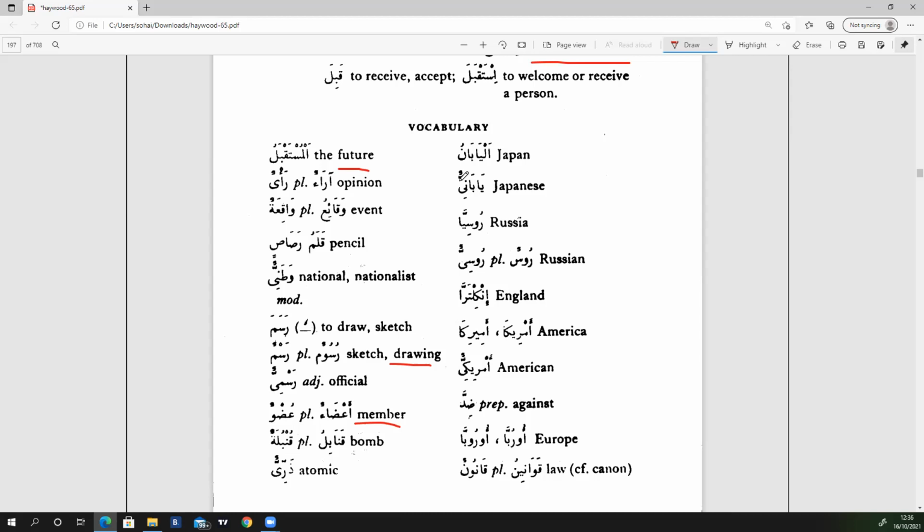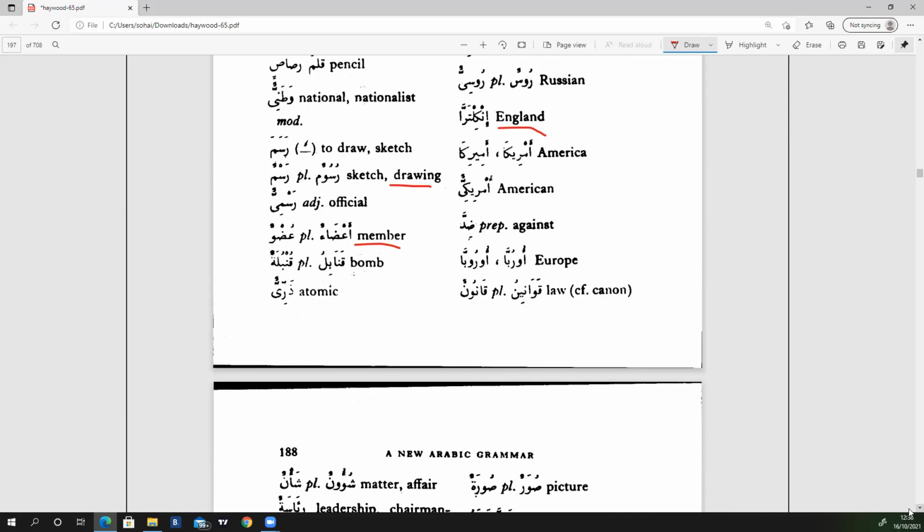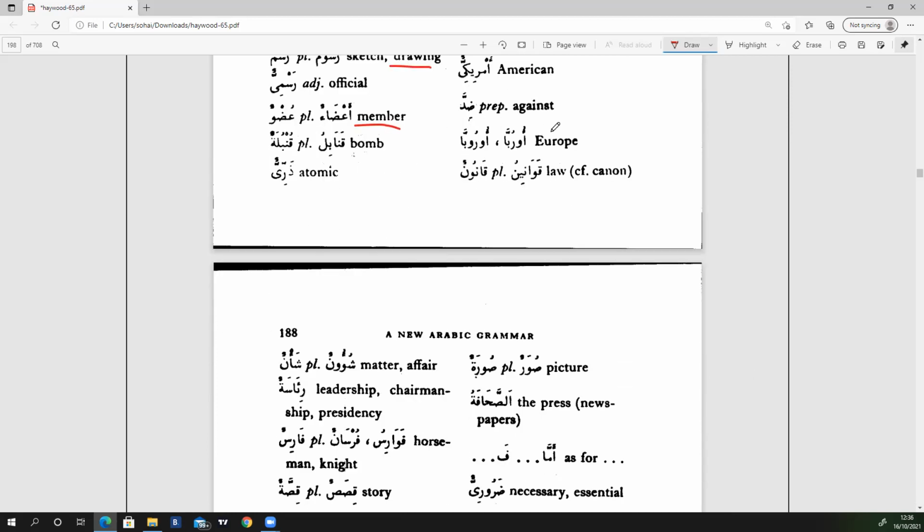Al-Yabanu, Japan. Yabaniyun means Japanese. Rusiya means Russia. Rusiyun means Russian, or broken plural, Rus. Inglaterra means England. Amrika means America, obviously. Amrikiyun, American. Didda is a preposition, he says. It means against, so the word after didda will be genitive. Urubba, Europe, or Uruppa, so you can write it with waw or without waw. Qanunun, Qawaninu is the broken plural.